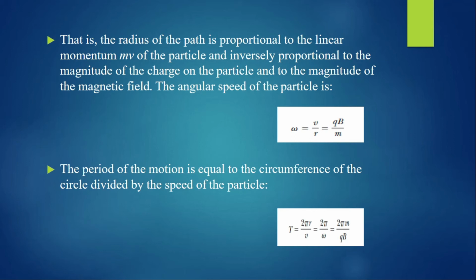The period of the motion is equal to the circumference of the circle divided by the speed of the particle. T will be equal to 2 pi r divided by v, which equals 2 pi divided by omega, which equals 2 pi m divided by qB.